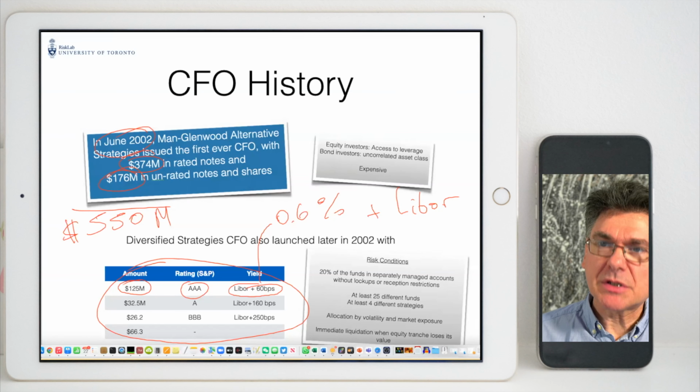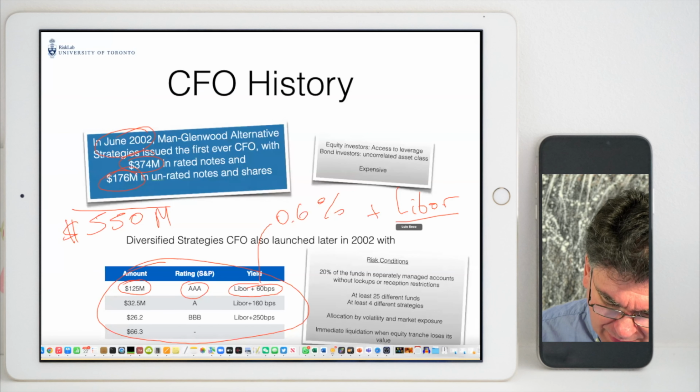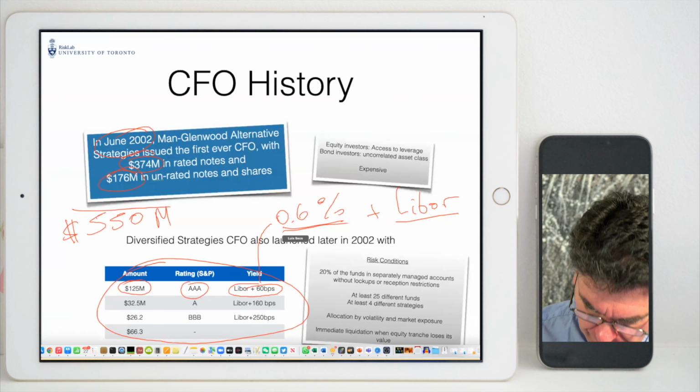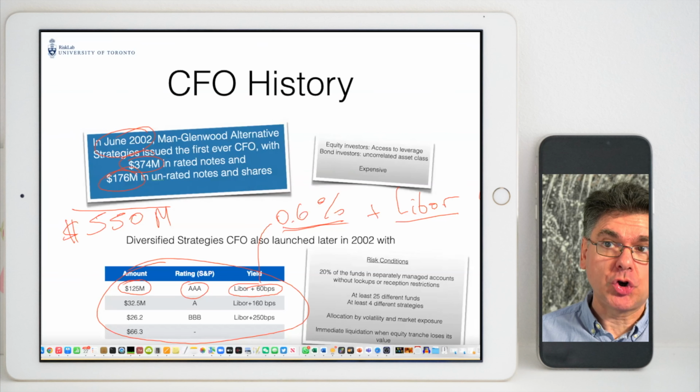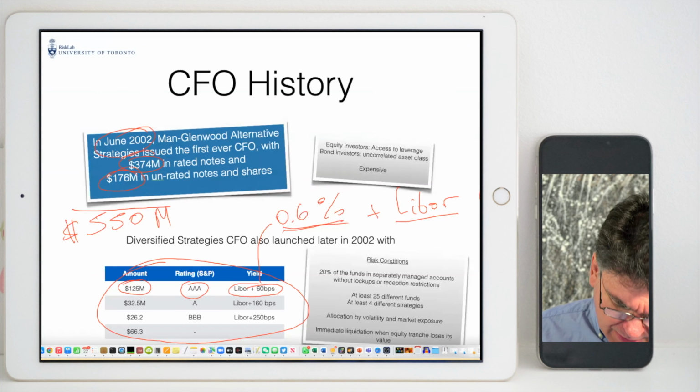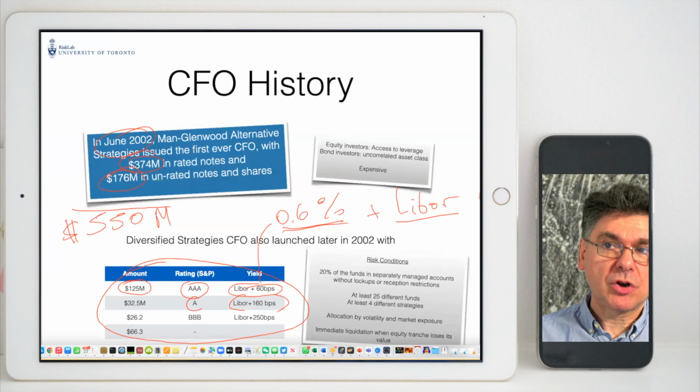AAA rated bonds typically have a return which is less than LIBOR. Okay, so this is LIBOR plus 60 basis points. This is good, meaning it's attractive to the bond investors. This is a good return. The next one is rated A and is LIBOR plus 160 basis points. That's 1.6%, also very good. Okay, if you're a bond investor, these are good returns for your bonds given this rating.